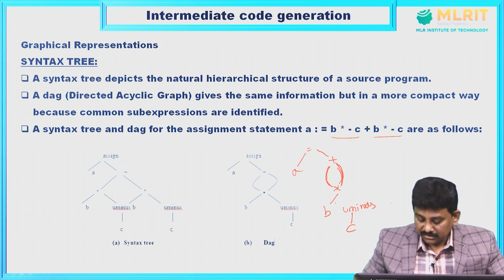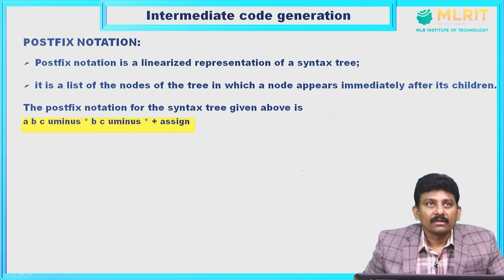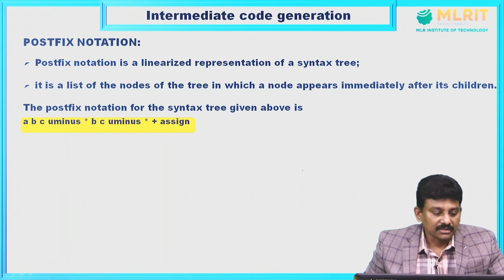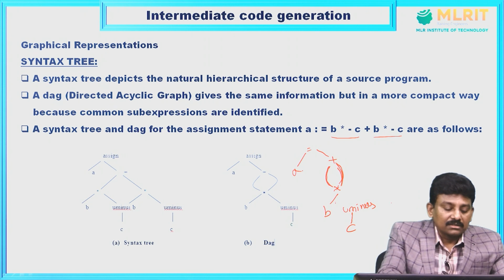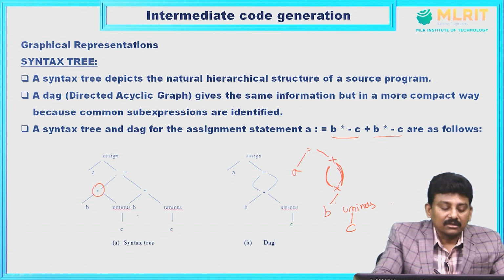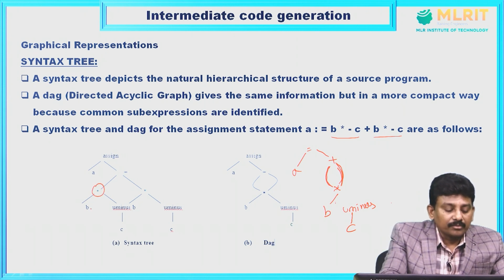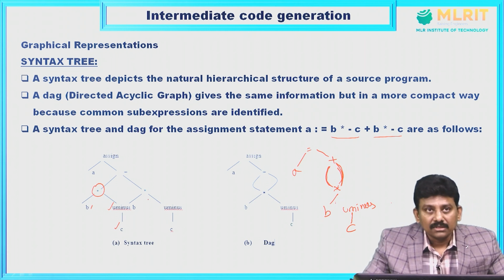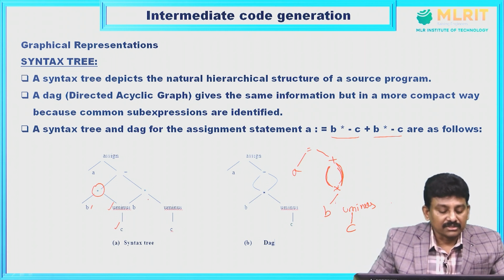This is the syntax tree. Next, postfix notation. Postfix notation is a linearized representation of the syntax tree. It is a list of the nodes of the tree in which a node appears immediately after its children. See, this star is an internal node having children plus and unary minus. Unary minus is an internal node having a child C. So, each node will appear after its children, immediately after its children.